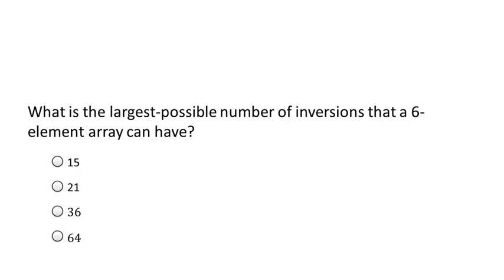So the answer to this question is the first one, 15, or in general, in an n-element array, the largest number of inversions is n choose 2, also known as n times n minus 1 over 2. Which again, in the case of a 6-element array, is going to evaluate to 15. The reason is the worst case is when the array is in backwards order, reverse sorted order, and then every single pair of array indices is inverted, and so the number of indices i, j with i less than j is precisely n choose 2.